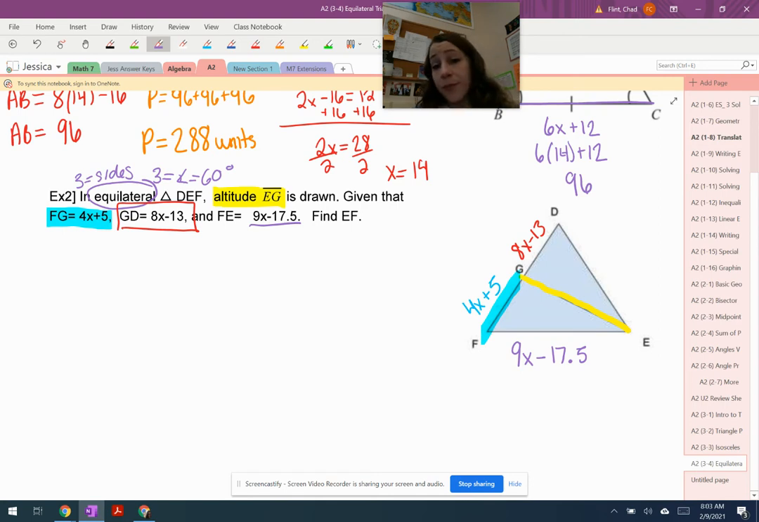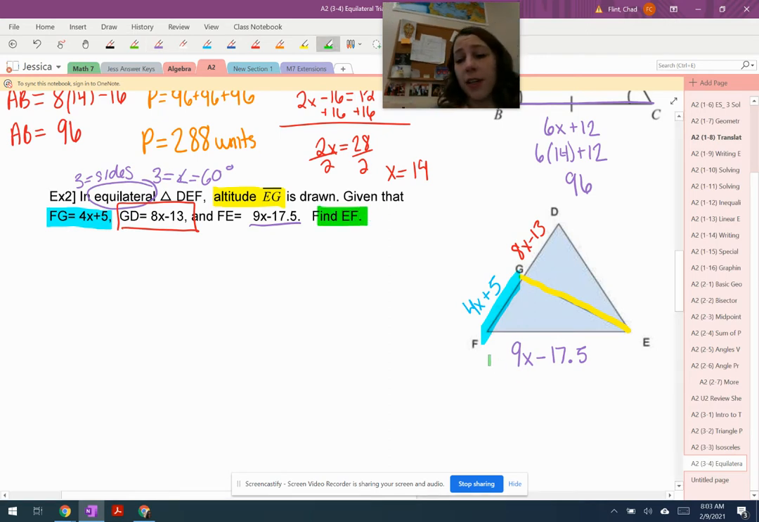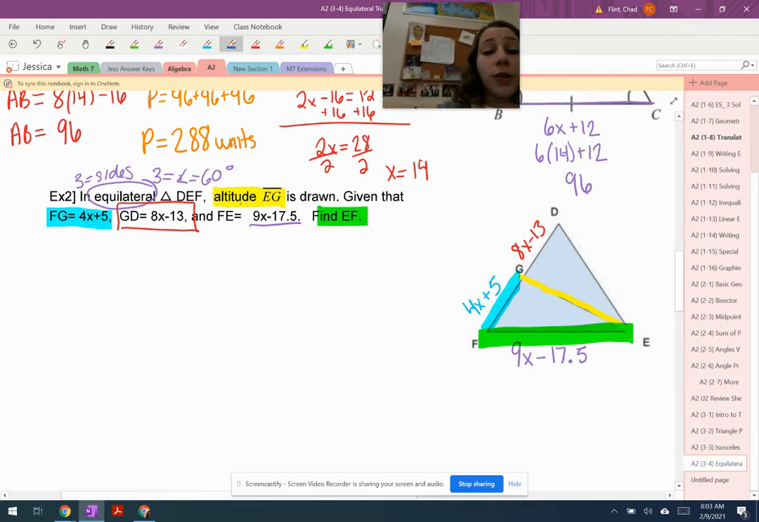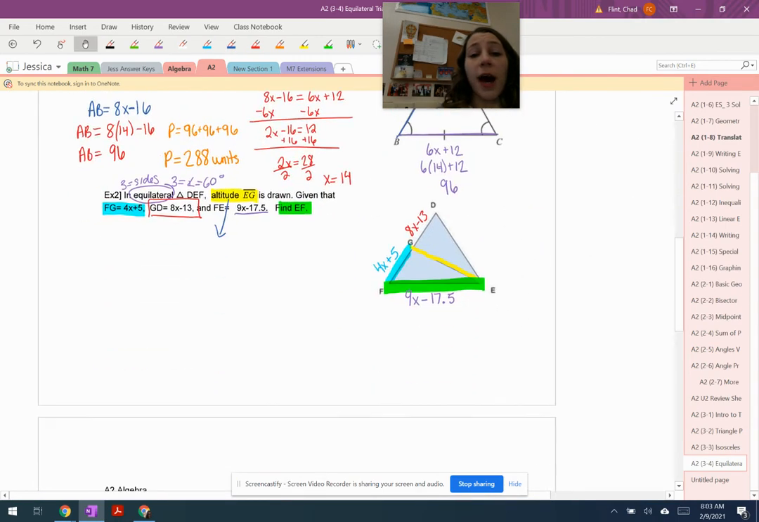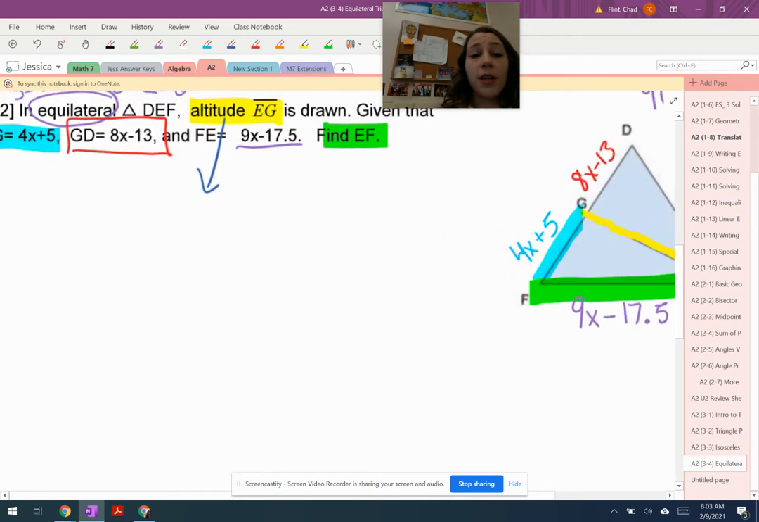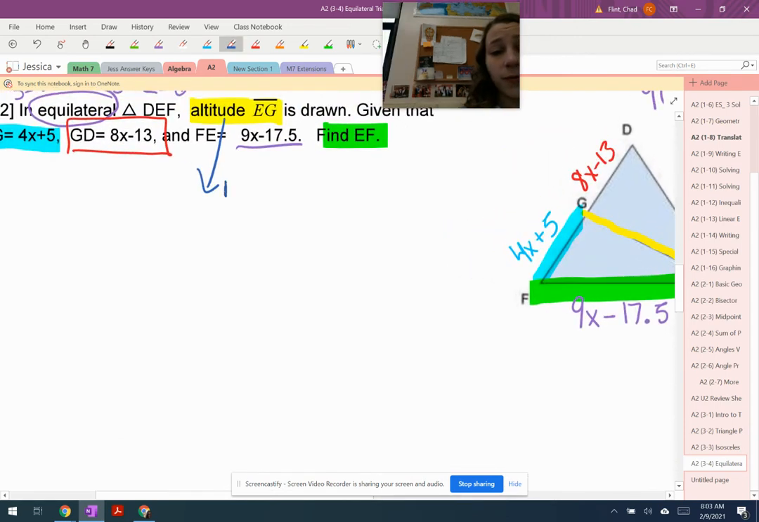Well, they're asking me to find EF or FE, so that's this part over here. They're looking for this, which I'll use later. That altitude piece, what do we know about the altitude? Well, we know that any altitude bisects the angle and opposite side. So any altitude, so an altitude bisects the opposite side.